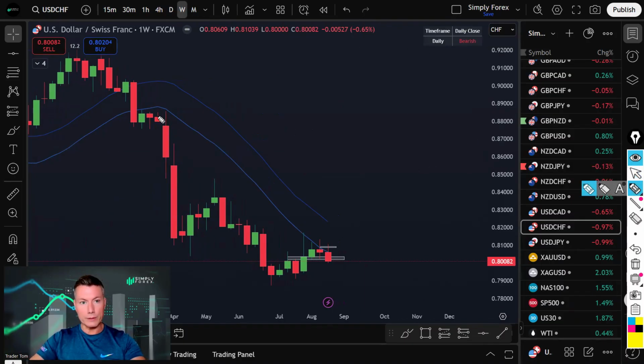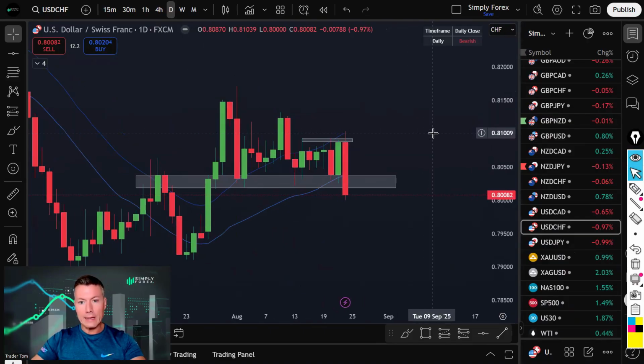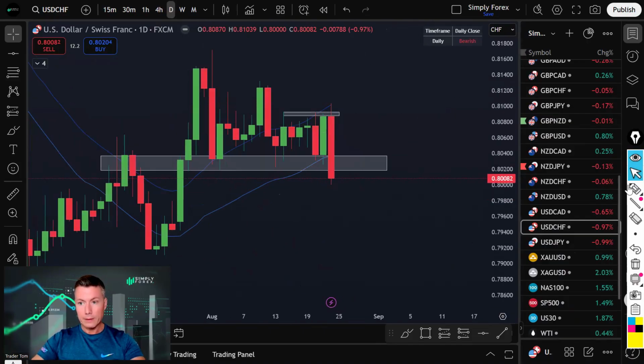So US dollar Swiss franc is my first trade idea, and we're looking to sell it because on the weekly, we're clearly in this downtrend, right? Lower highs, lower lows. We're also seeing that's a bearish wick, a bit of indecision. But if we go down to the day chart now, we have had a very clear structure break.